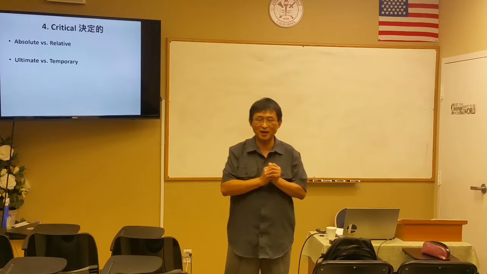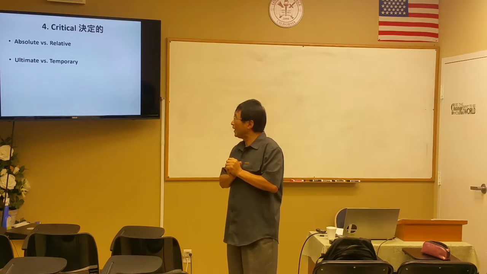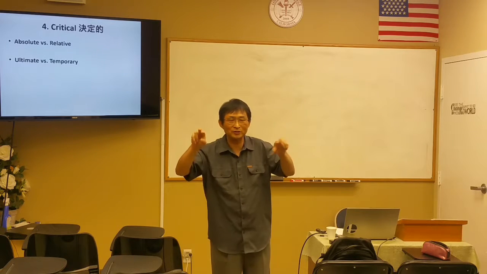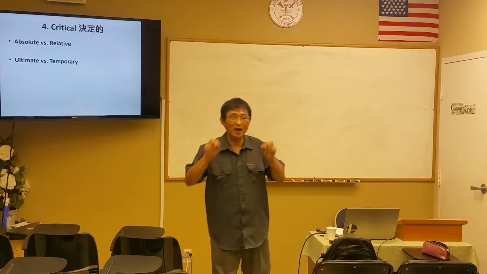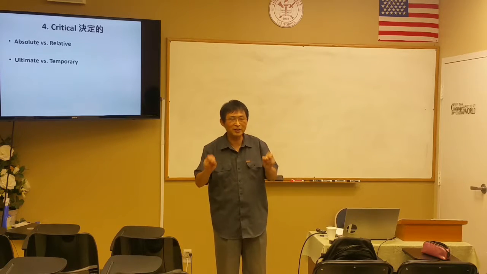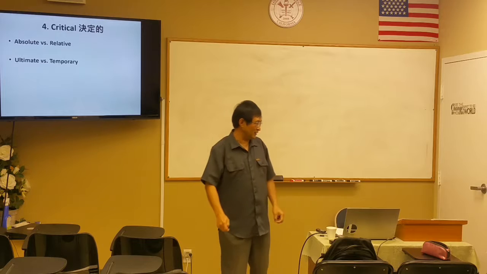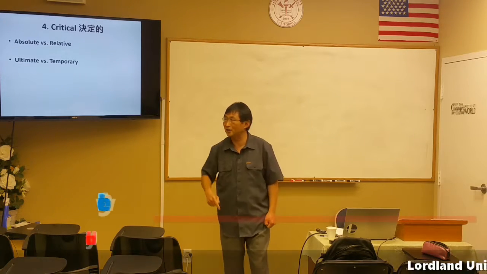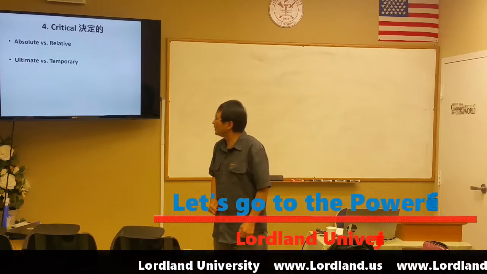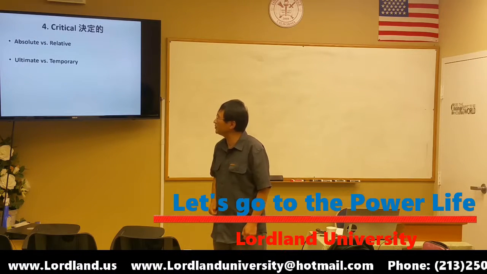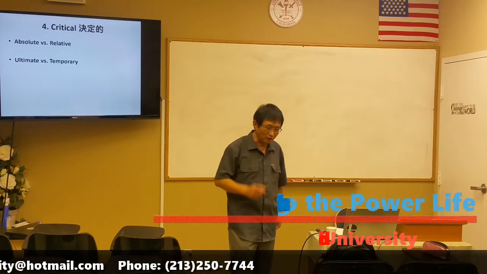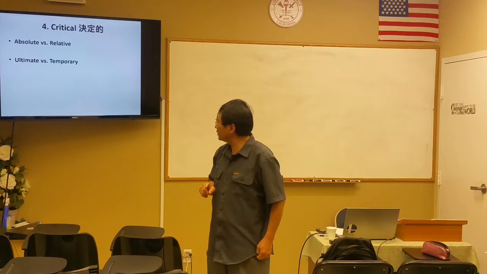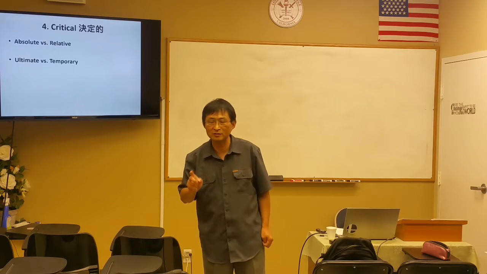So these things are absolute, and you cannot change that. Those are so-called critical things. So absolute values, absolute things are critical, and you cannot avoid them. You cannot go around them. And it is there. And ultimate versus temporary. Ultimate things are absolute, and absolute are ultimate. And these ultimate things are critical.